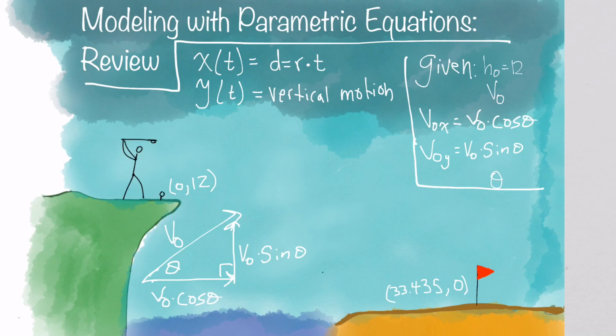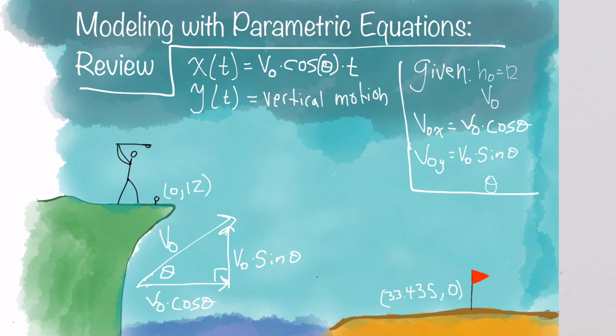And so we have v naught x, the horizontal component of the initial velocity, which is v naught times the cosine of theta, and we have v naught y, the vertical component of the initial velocity, which is v naught times the sine of theta. And with this, we have enough information to write the horizontal position, x of t, which we said was just distance equals rate times time, where our rate is simply the horizontal component of that initial velocity, v naught x. So we get x of t equals v naught times the cosine of theta times time.